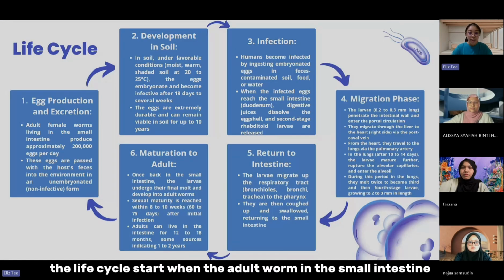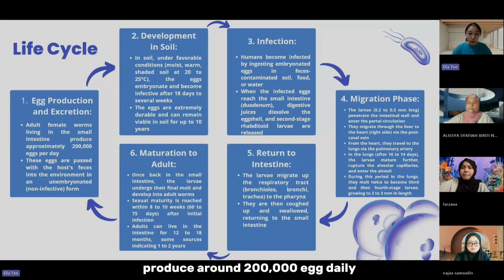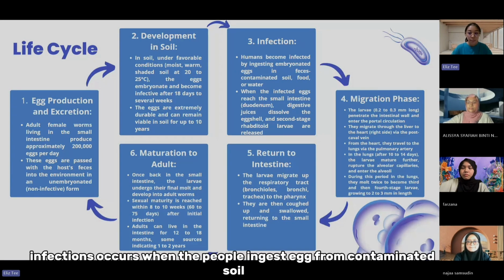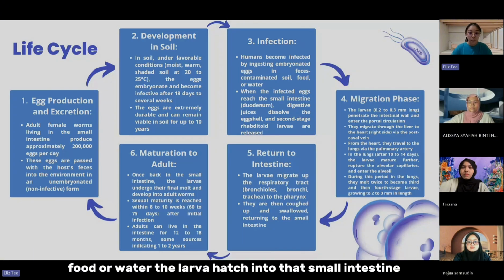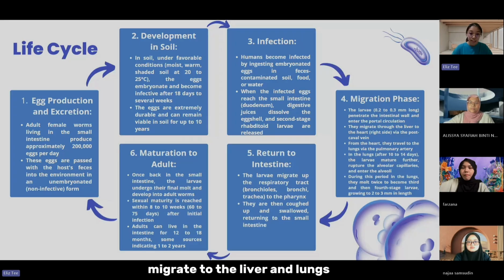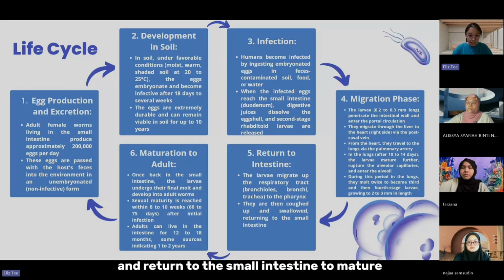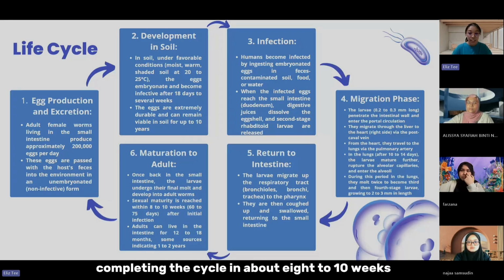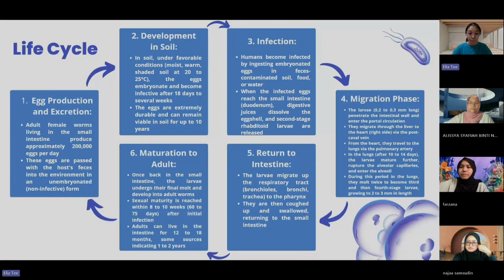The life cycle starts when the adult worm in the small intestine produces around 200,000 eggs daily, which are passed in feces. The eggs can survive in soil for up to 10 years. Infections occur when people ingest eggs from contaminated soil, food, or water. The larvae hatch in the small intestine, migrate through the liver and lungs, and return to the small intestine to mature, completing the cycle in about 8 to 10 weeks.